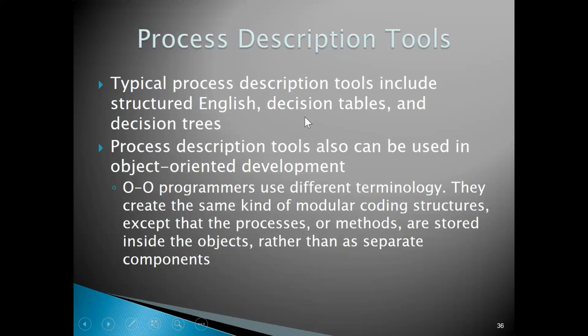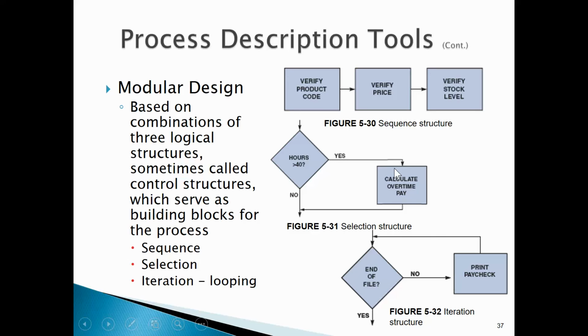So process description tools also can be used in object-oriented development. So we see a lot of this today where object-oriented programs create objects, and we're going to talk more about this in a subsequent chapter. But those objects encapsulate all the information we need about the object, like a customer object is going to have attributes. Okay, it's going to have processes or methods, as we call them, and stores rather than separate components. So rather than storing as a separate component, it's all stored as a single object. We can then instantiate that object multiple times within our program to store information, say, for many customers. Okay, so process description tools.